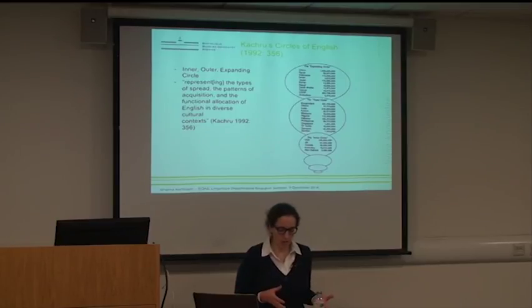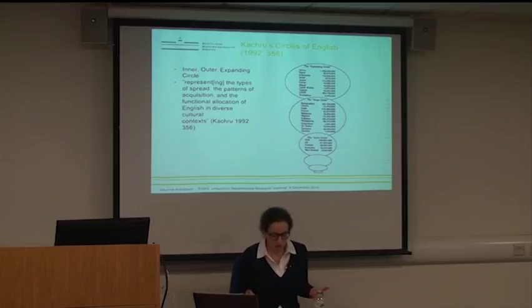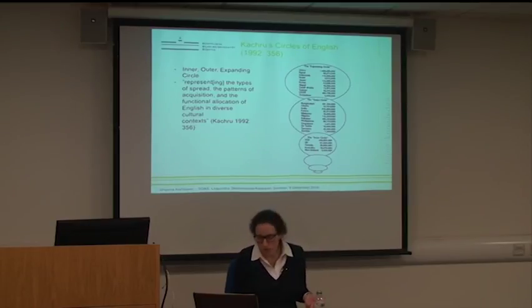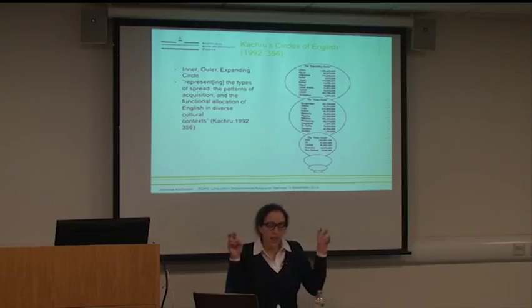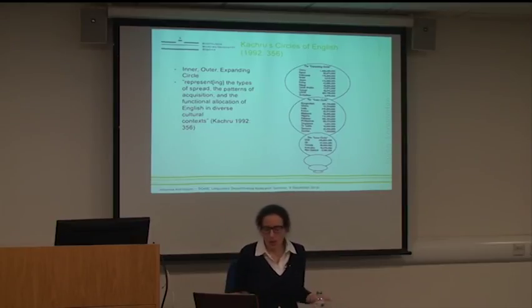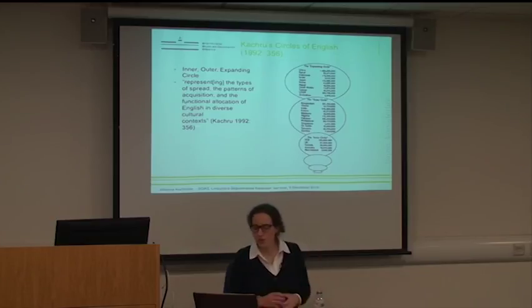So the inner circle includes countries like, for example, Great Britain or the US, that would be considered to be English countries where English is spoken as a native language, and they are thought to be providing the norm of English for the other countries. Then you have the outer circle countries, which would be countries where English is spoken as a second language, but nonetheless where it also has a very important status, and where very often new norms of English are developing. So I think a lot of African countries would actually fall into this so-called outer circle of English.